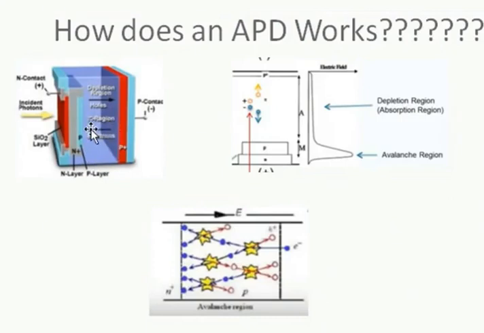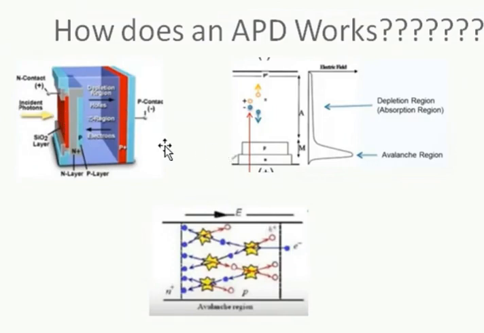The region between the P and N plus is known as the avalanche region. So this is the avalanche region between the P and N plus. Now let us see how this avalanche process takes place.